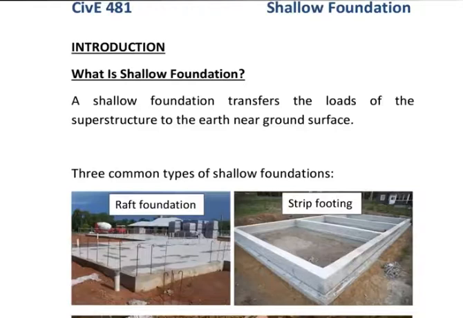This video presents a brief introduction to shallow foundations and the strategies to solve the questions in the handout. A shallow foundation transfers the loads of superstructure to the earth very near the ground surface.